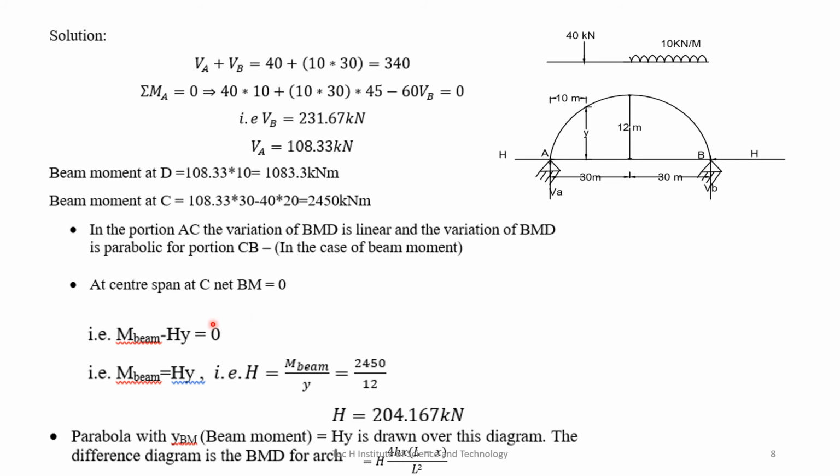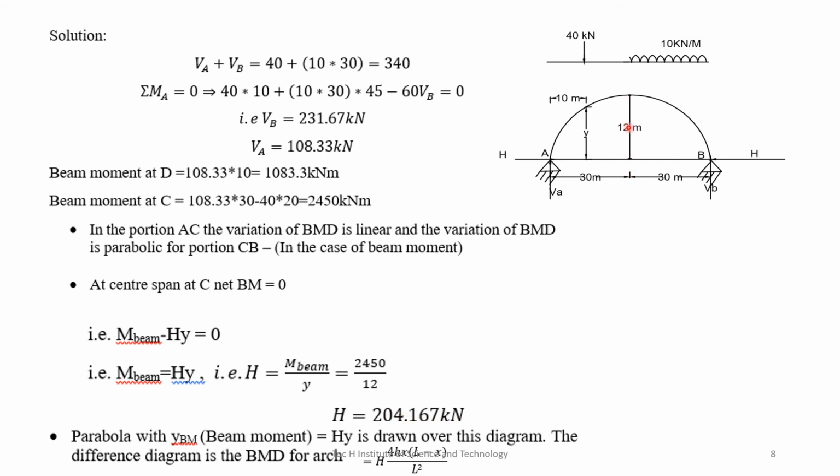Okay. So at the center span, the net moment is 0. That is, at this point, the total moment is 0. That is, beam moment minus H into Y is 0. So just substitute the value of beam moment here. At the central part, we got it as 2450 kilonewton meters. That divided by Y, that is 12 meters, the central height, gives the value of H as 204.167 kilonewton.